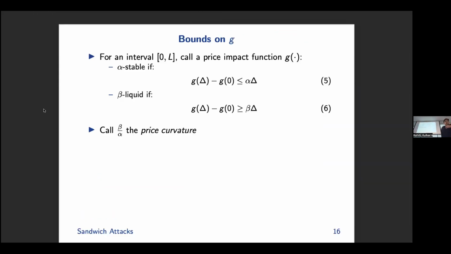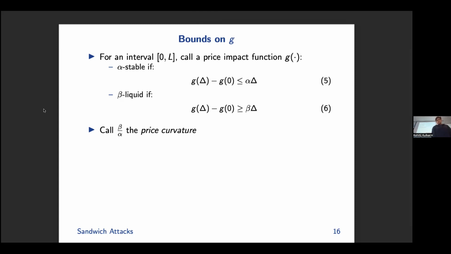Yeah, and so now, just to give some basic bounds on these functions, because ultimately the goal is to give some conditions on when sandwiching really hurts users and when sandwiching maybe does not hurt users as much in different situations. So that's basically going to be the program.